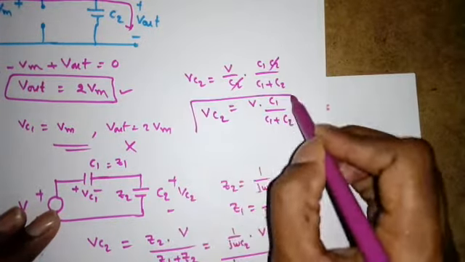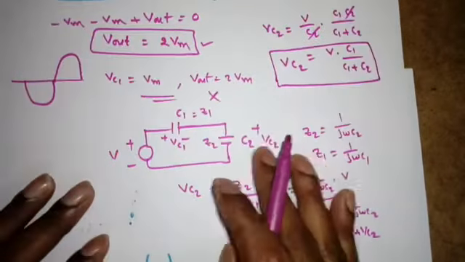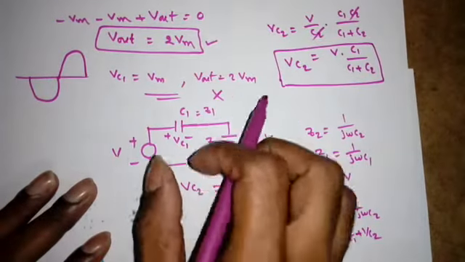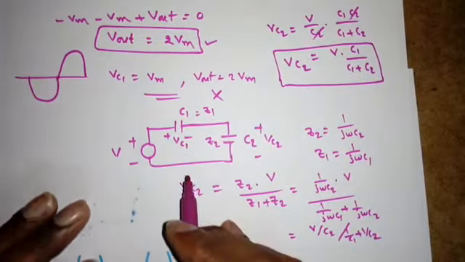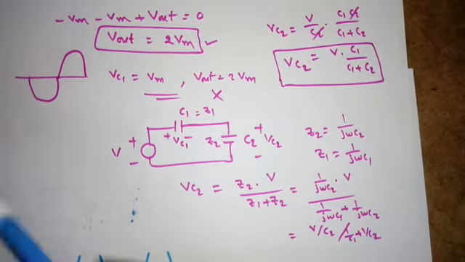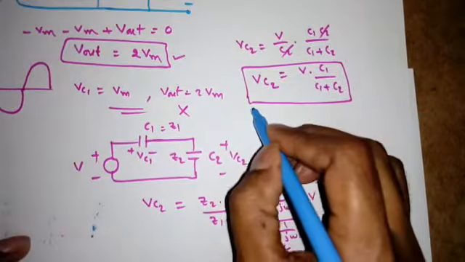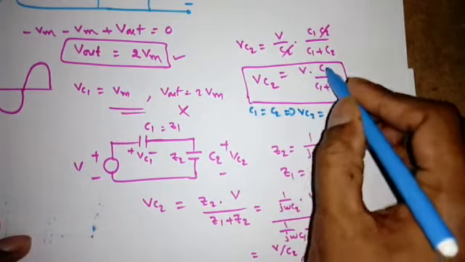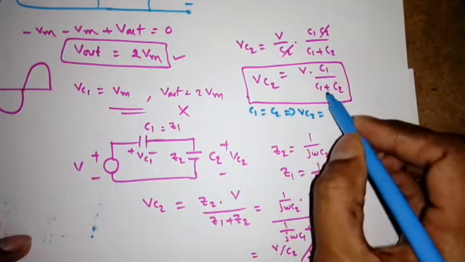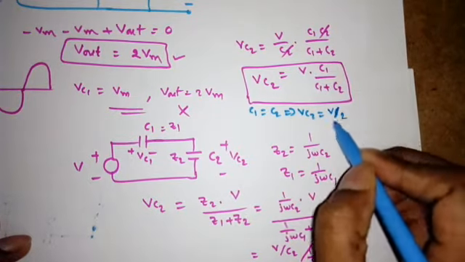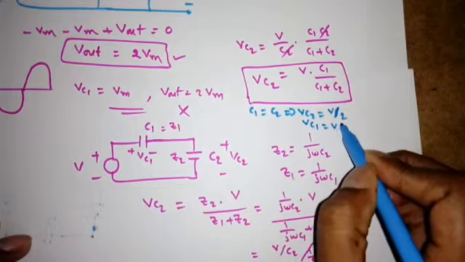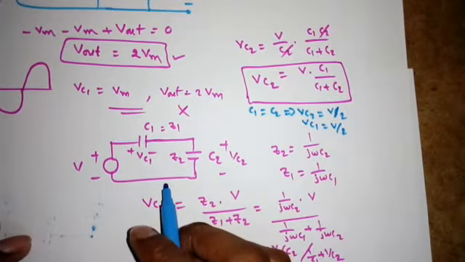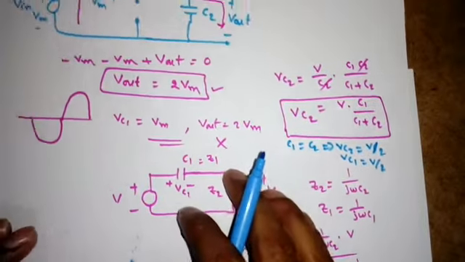This is the VC2. So that means this voltage will be divided between the capacitor C1 and capacitor C2. So if I take C1 equal to C2, what happens? VC2 will be V into C by 2C. So VC2 will be V by 2 and VC1 also V by 2. So it is equally divided. That concept we have to apply here.